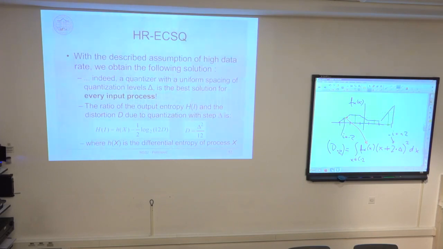I have one term here, h of x, and this h of x is the only thing that is defined by the signal. So I don't have any signal dependent part elsewhere. The rest only depends on the chosen step size delta of the quantizer. This is the output rate, and this here, h of x, is the so-called differential entropy of the source. This differential entropy is something that is defined for continuous valued signals.